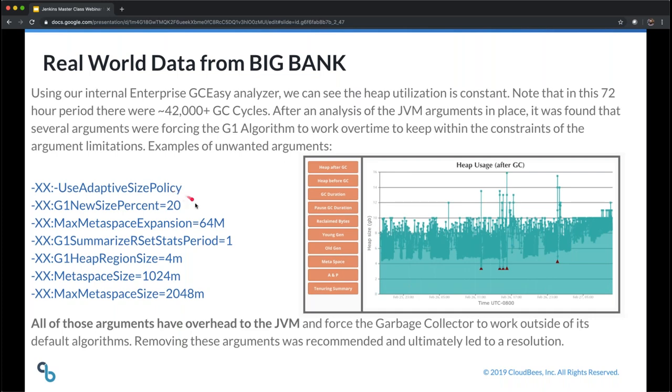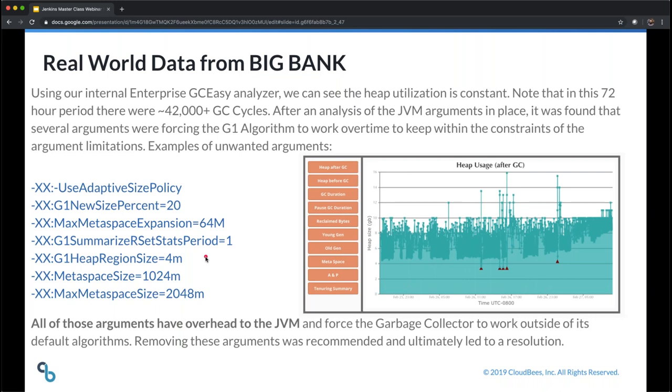So removing all these arguments led to resolution. But I want to talk about why we recommend to remove these things. If you go through and read the Oracle documentation on some of these JVM arguments, the overhead to the JVM is huge. And ultimately, what you're telling the JVM to do is work outside of its default algorithms. So there's kind of a keep it simple mentality that I want to introduce here: if there's a JVM argument that sets values that go against the default algorithm of the garbage collector, you're essentially throwing a wrench into the algorithm and having it work overtime and against what it's intended to do.